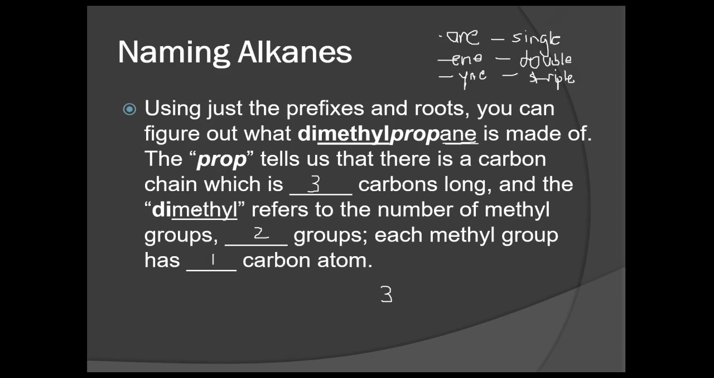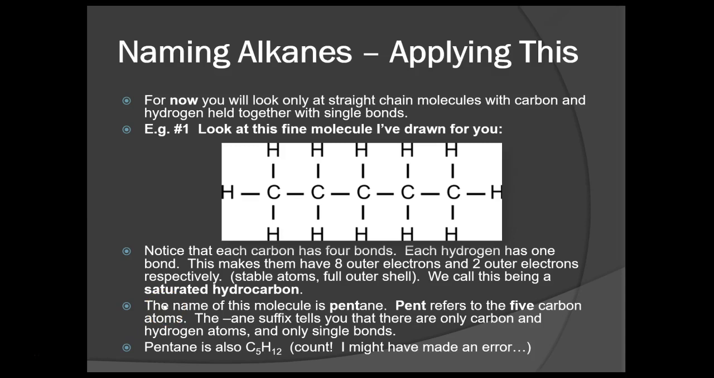When we get to actually drawing these compounds, I tend to work from the back towards the front. So I'll have a look at this first, prop, 3 carbons in a row, ane, single bonds between the carbons, and then I'm going to start to build off of that. I'm going to have 2 methyls that are going to build off of that. And we're going to play around with that in a minute here. But for now, let's just keep things relatively simple. For now, let's only look at straight chain molecules with carbon. Straight chain meaning there's no branches coming off of it with other carbons. And we're going to look at straight chain molecules with carbon and hydrogen held together with single bonds.